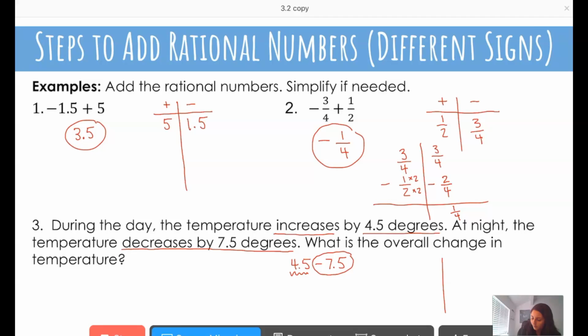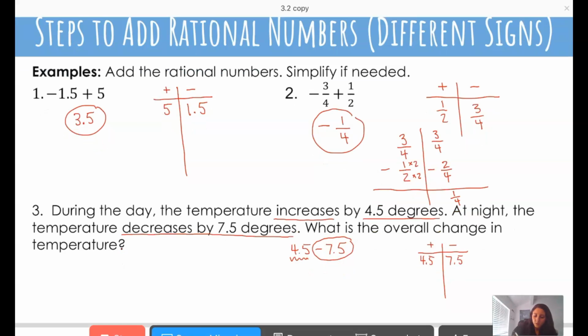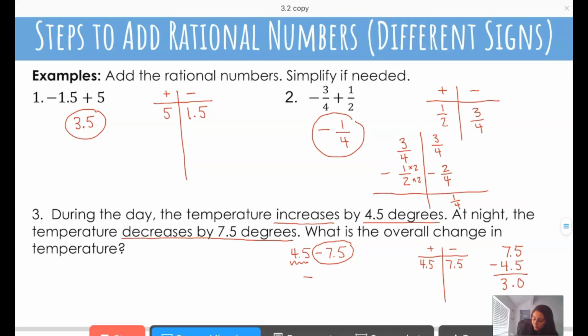So our signs are different. So I'm going to write my positive and negative. Positives have 4.5, negatives have 7.5. So who's winning? The negative, so my answer will be negative. And by how much? So I'm going to subtract 7.5 minus 4.5. Well, 5 minus 5 is 0, and 7 minus 4 is 3. So 3.0 or 3. So our final answer is negative 3, and we are talking about temperature. So negative 3 degrees. The overall change in temperature was negative 3 degrees.